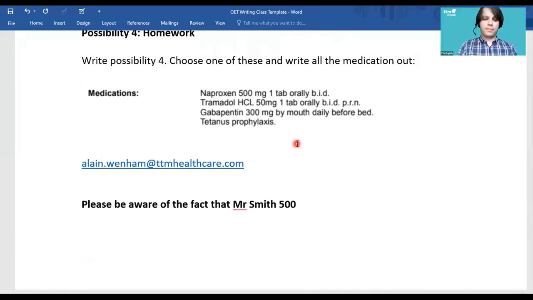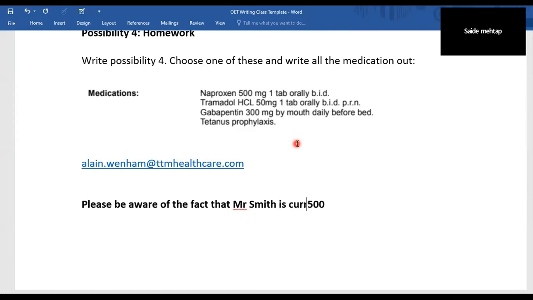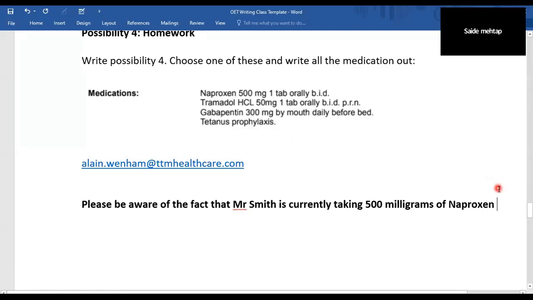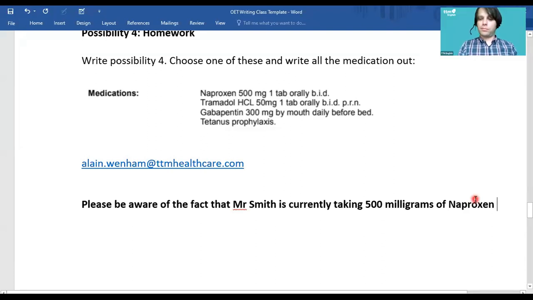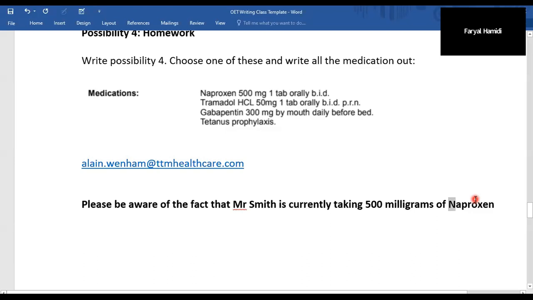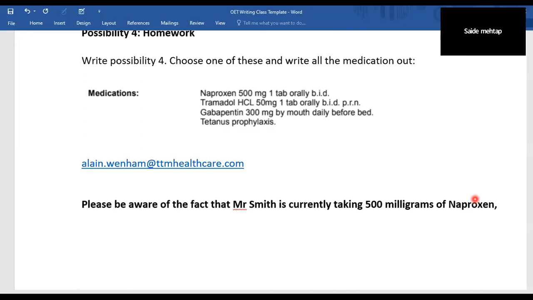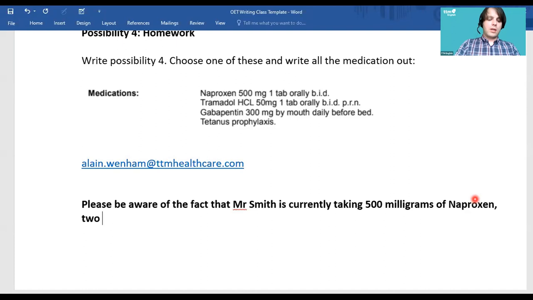500 milligrams, currently taking 500 milligrams of naproxen. Does it need capitals, guys? I'm not sure. If we're not sure, just don't use it. Okay. What's next? Two times a day, comma, orally.